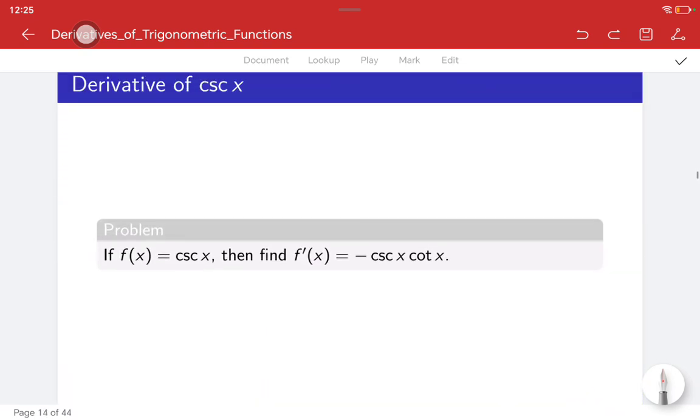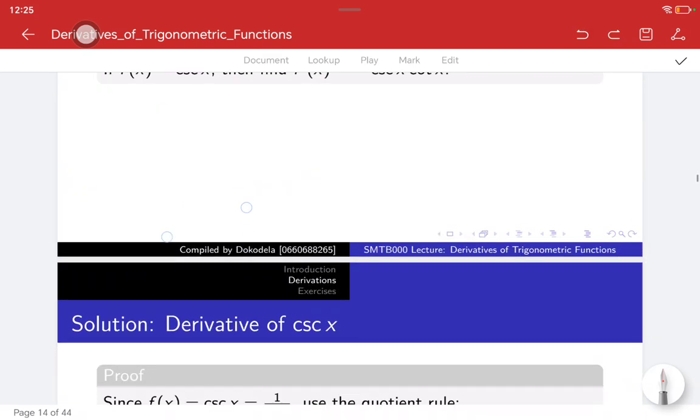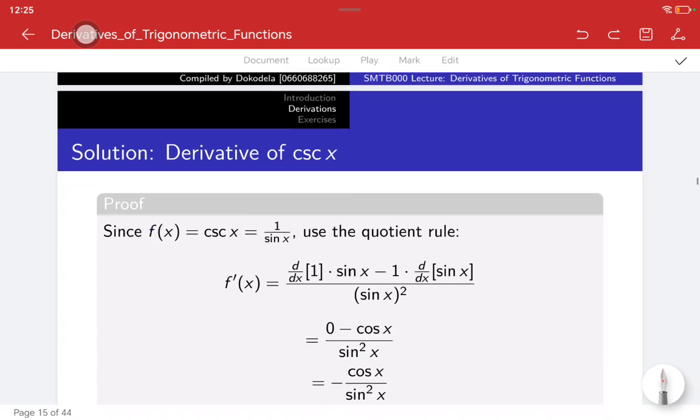So now we have this problem, right? And then they say, if f of x is equal to cosec x, then we must find f prime of x. Also, this one, we must know its derivative because it's going to help us when we come to integration. We'll use this in integration. So, we use quotient rule again. Now, deriving cosec of x, we change it to 1 over sin x.